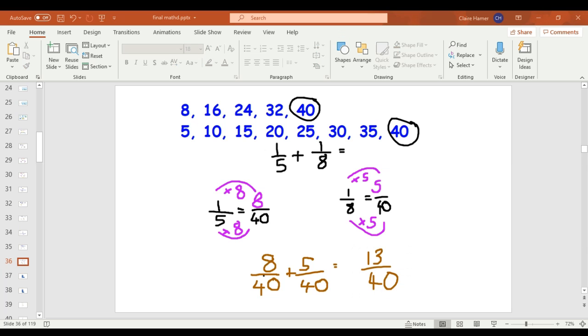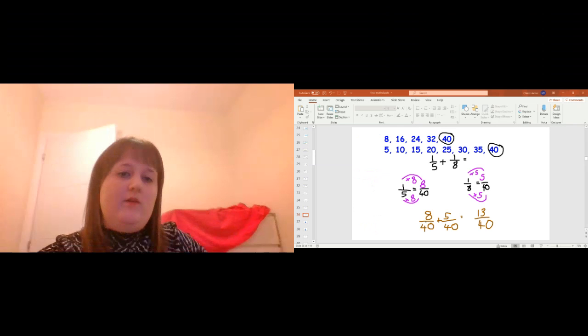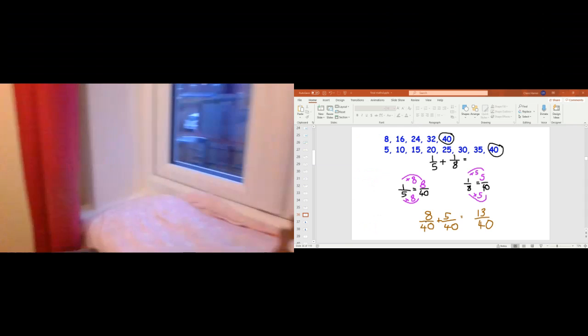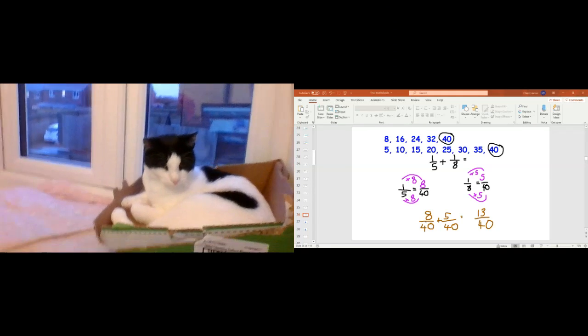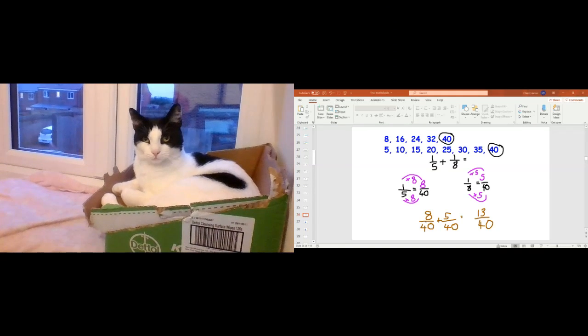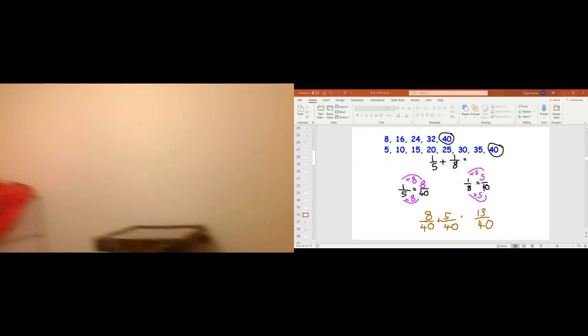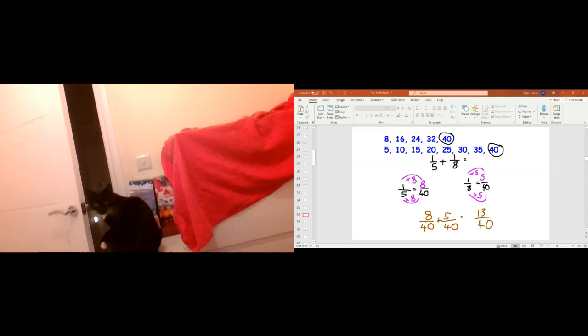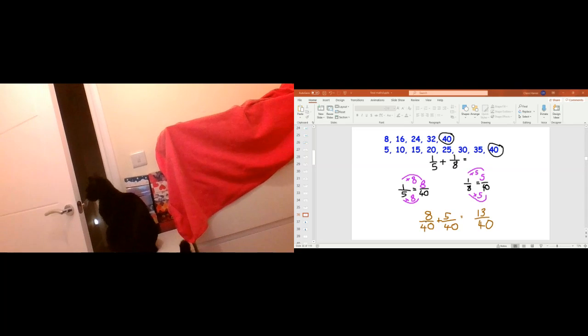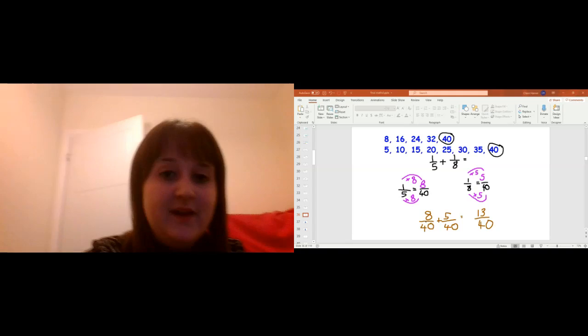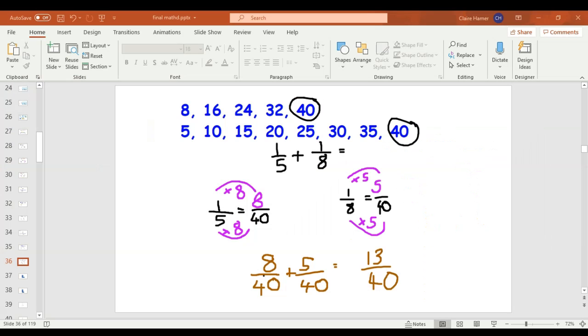I'll just quickly show you. It's quite funny. Shetty likes to sit in cardboard boxes, so she's all comfy. Just thought I'd show you that. And Betty is just cleaning her nails next to her bed. Right, let's carry on.